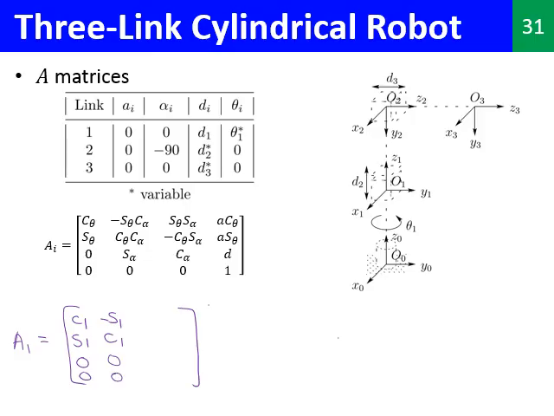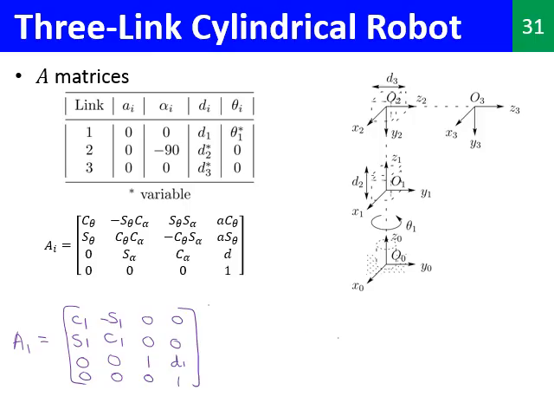Third column we have sin alpha is 0, therefore this is going to be 0, and this is also 0. Cos alpha is 1 and 0, and the final column would be, a is 0, therefore both these would be 0, and d is equal to d1, and finally we have a 1. So this is our A1 matrix.